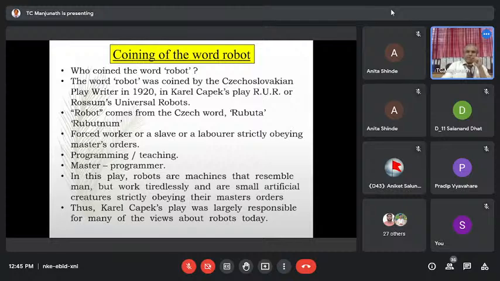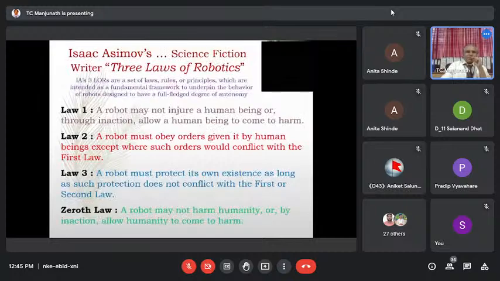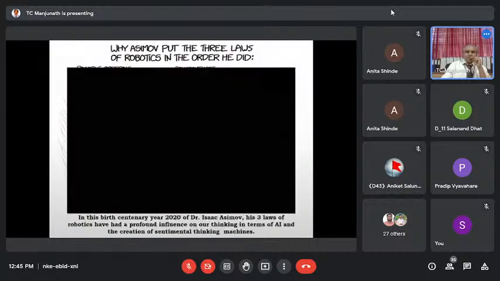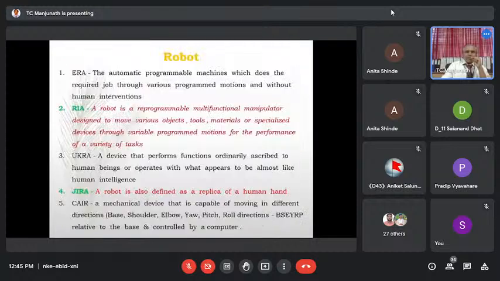The word robot was coined by the Czechoslovakian playwright Karel Čapek in 1920. These are the three laws of robotics, just like Newton's three laws of motion. This is how we define a robot. A robot is a reprogrammable multifunctional manipulator designed to move various objects, tools, materials, or specialized devices through various programmed motions for the performance of a variety of tasks. Or the Japanese Industrial Robot Association defines a robot as a replica of a human hand.